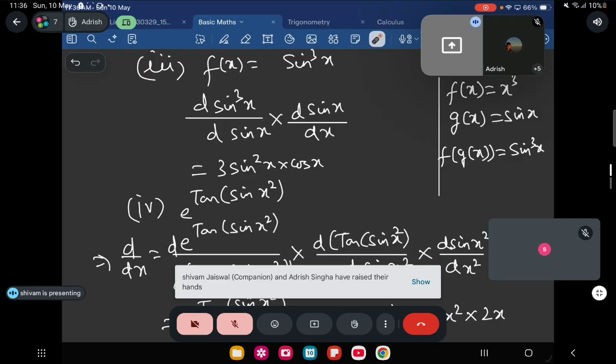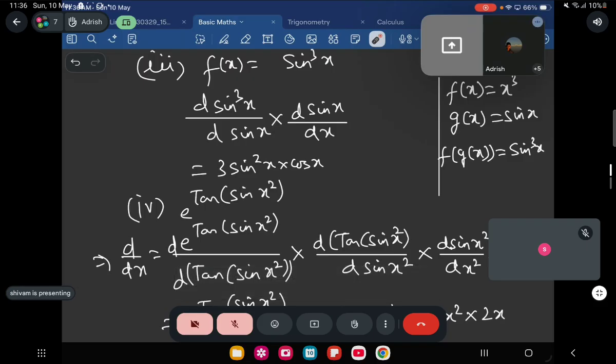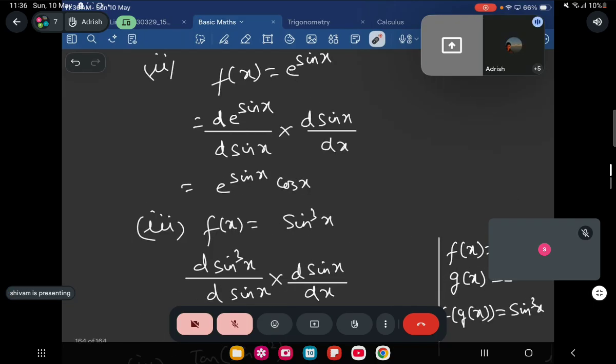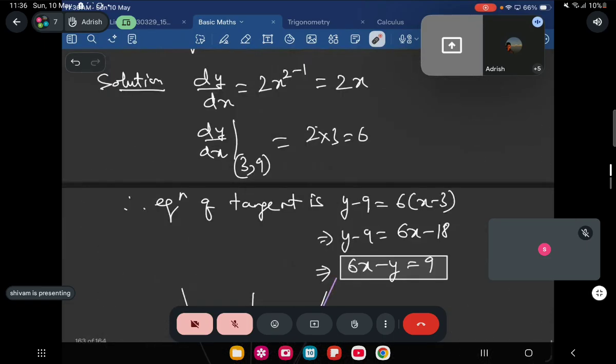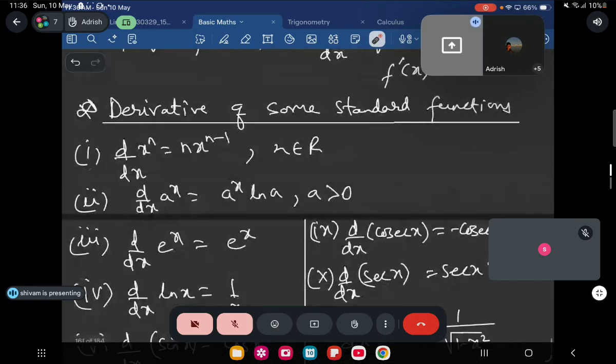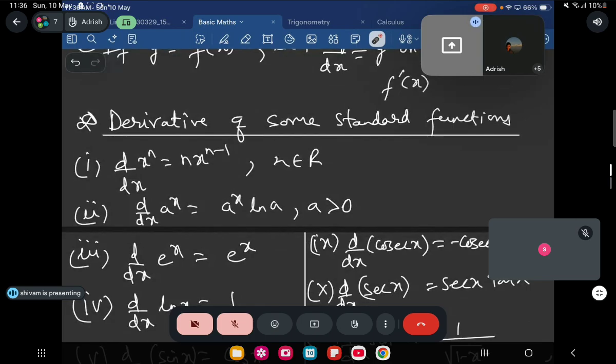Are the people online getting this? Yes, sir. Sir, I have a question from the previous part. In differentiation of x to the power n, sir, x can be a function, right? It is only a variable. Of course, over here, whatever I have written, x is a variable. Okay, sir. For a function, we have to use the chain rule.